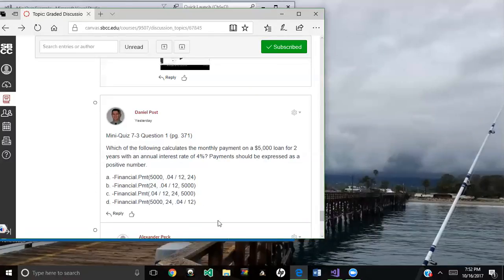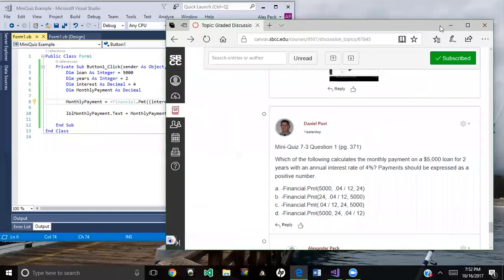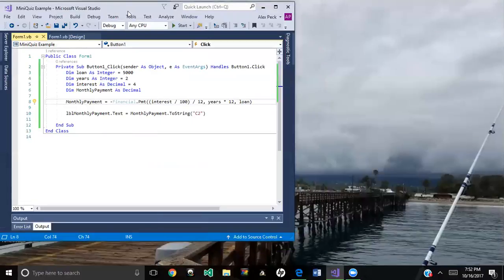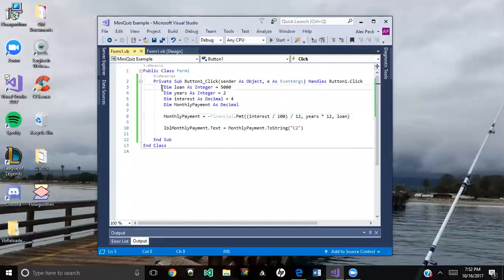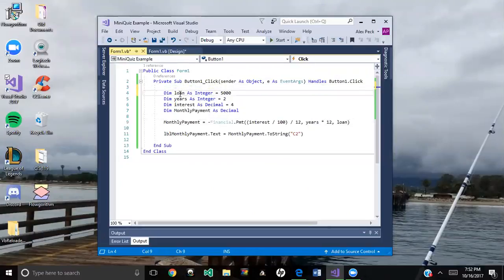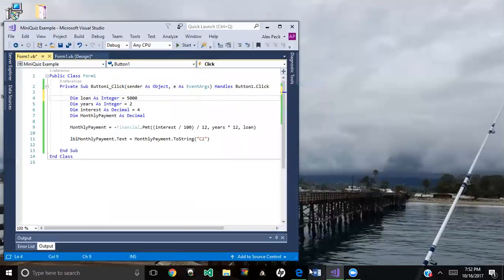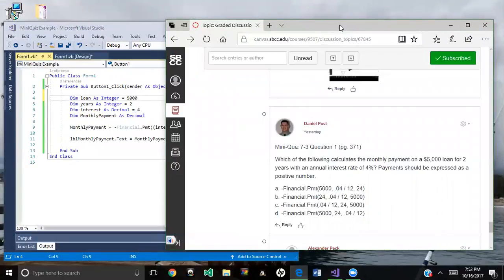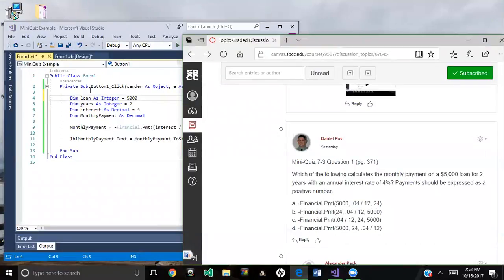It gets a little choppy, I guess, so I'll try and break it down here. I made a little script for it, just so you can read it better. Just like the question, I have a $5,000 loan, which I made a variable called loan. Years is 2. Interest is 4%. And then monthly payment is what I want to calculate.